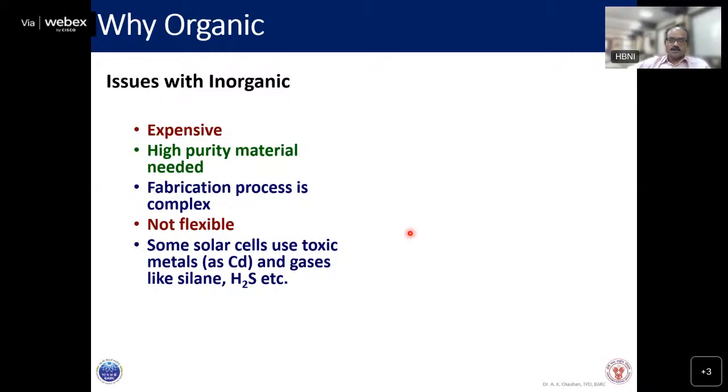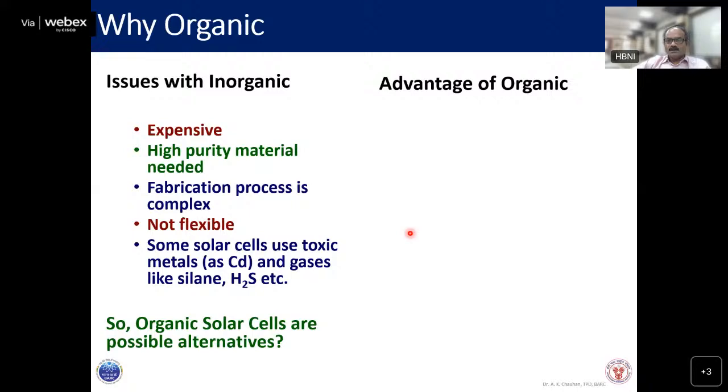and some solar cells use toxic materials, as we saw yesterday, cadmium and selenium, H2S, etc. These materials are used in the fabrication process. So, can organic solar cell be a possible alternative? Let us see what are the advantages of organic solar cells first.